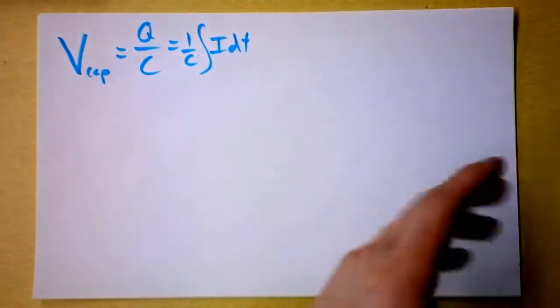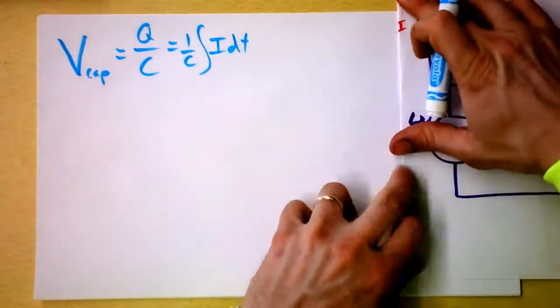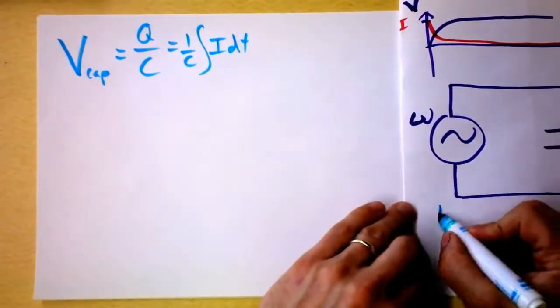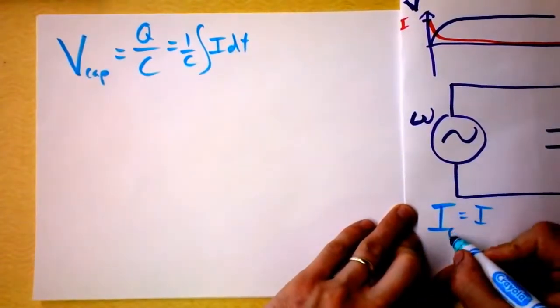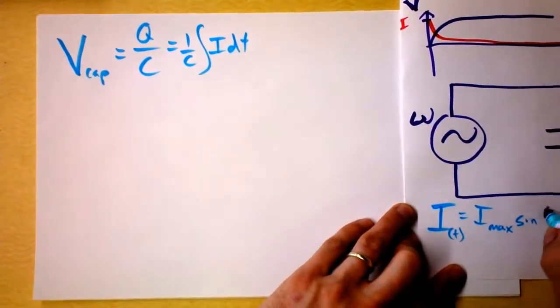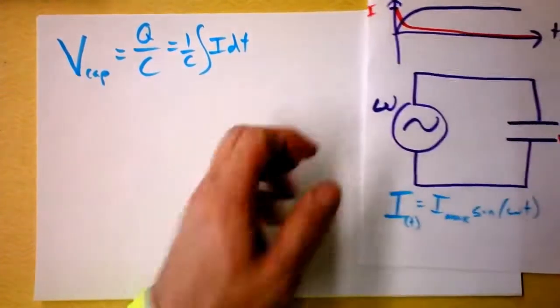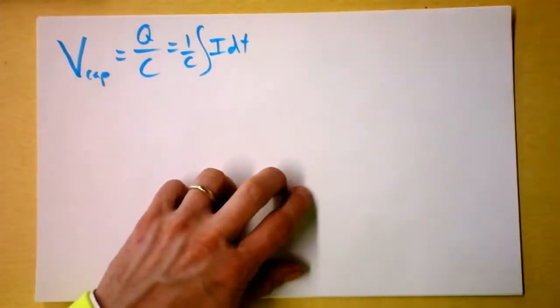And with my AC generator now, I'm going to say that I have current that does depend on time. This is current as a function of time. It's going to be I max times the sine of omega times t. That's my current. I plug that in right there and see what happens.